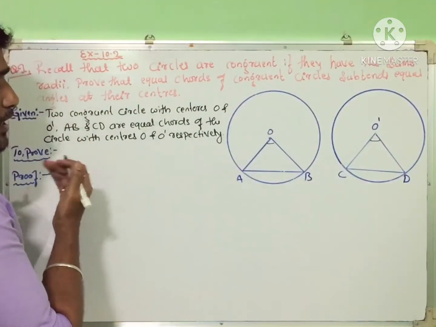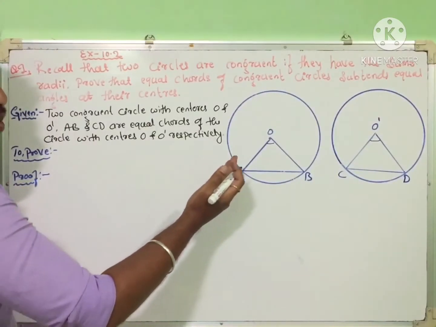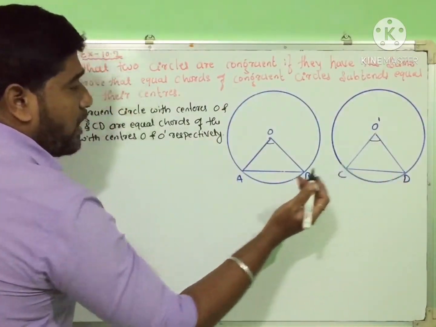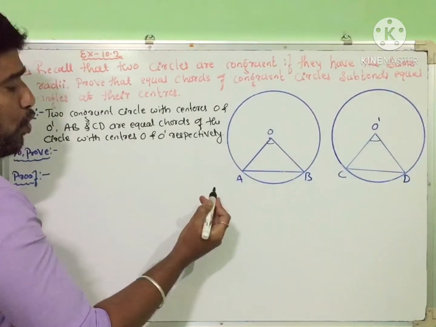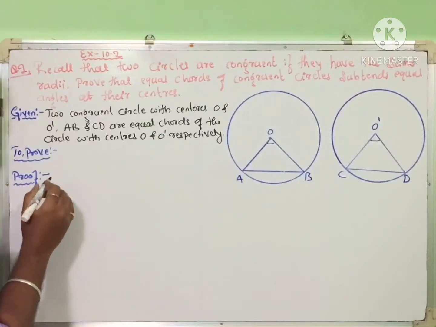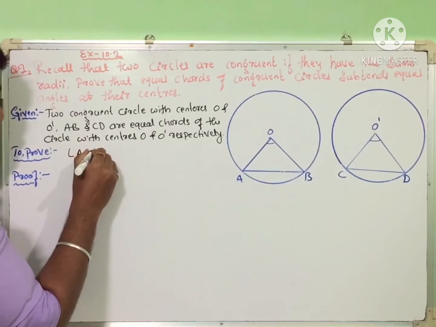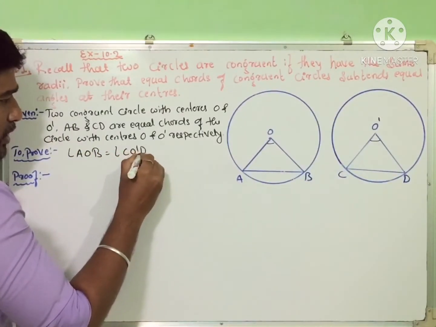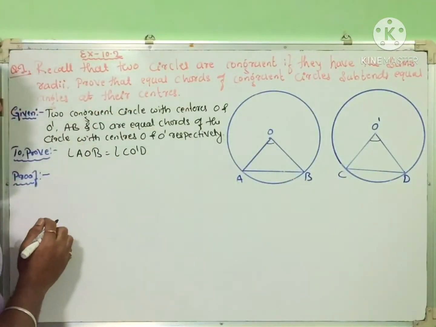So first we can write the given: the two congruent circles with the centers O and O dash. AB and CD are equal chords of the congruent circles O and O dash respectively. Is it clear? So here we want to prove the angle AOB is equal to angle CO dash D. So we want to prove these two angles are equal to each other, right?